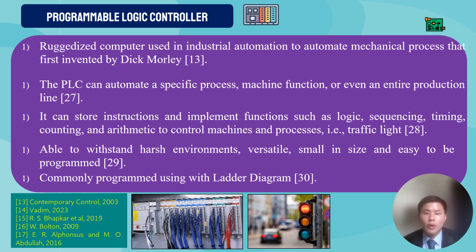So it can store instructions and achieve functions such as logic, sequencing, timing, counting, and arithmetic control to control a machine or process. One of the common applications of PLC that can be seen in our daily life is the controlling of traffic lights. The advantages of PLC include that it is able to withstand harsh conditions, is versatile, and is also small in size, and it is very easy to program using ladder diagram logic.